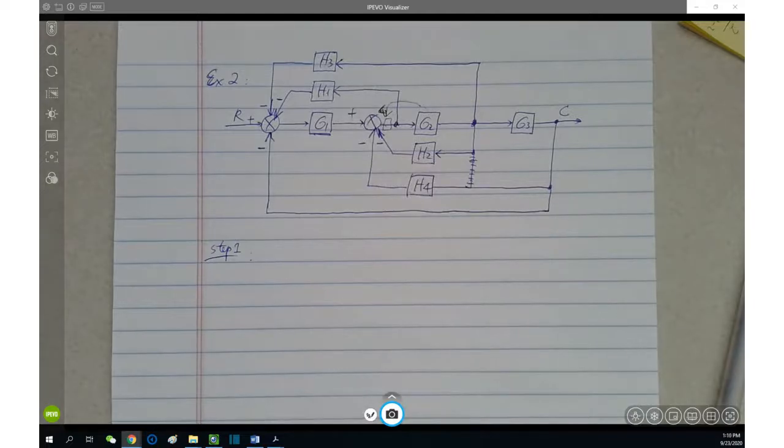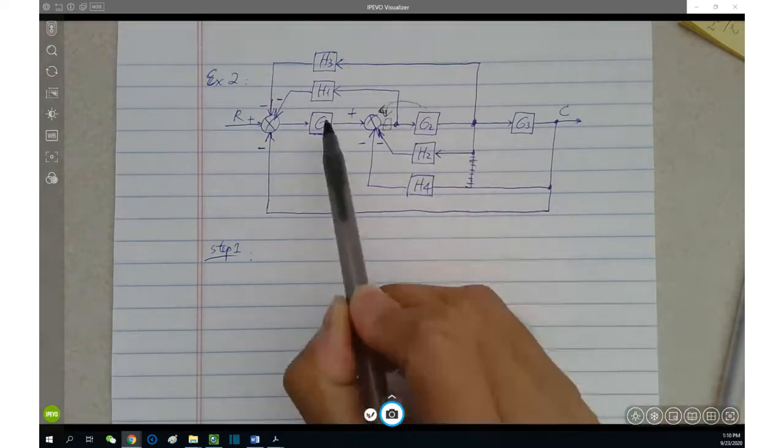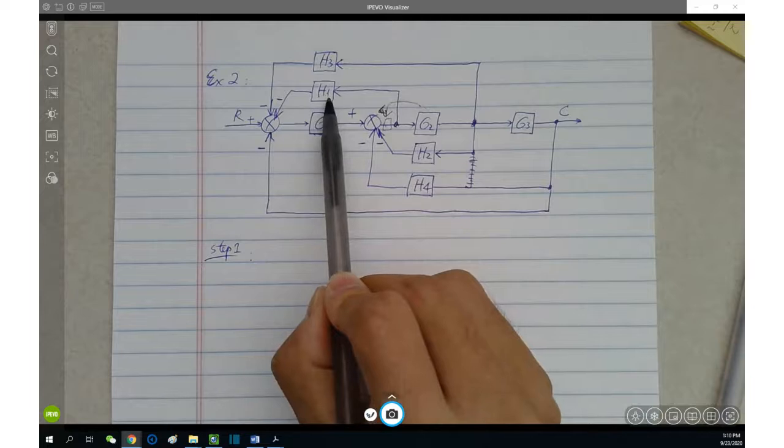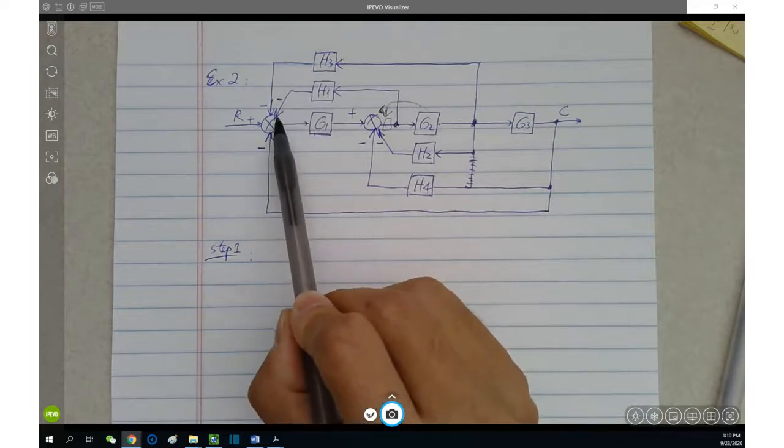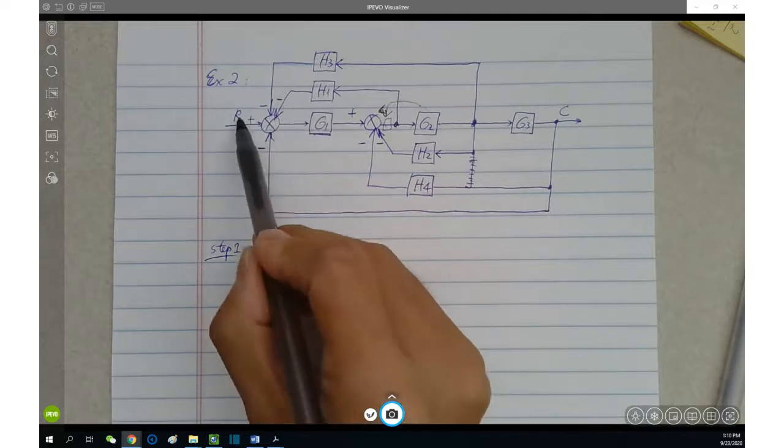So this is a good idea. And the Sawyer suggests to do another move. He said, move H1 left of summing junction. Which one? Where? Here. H1. Move it left over this summing junction. Put H1 to here.